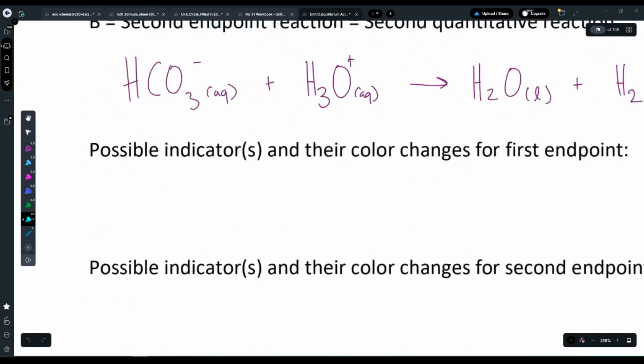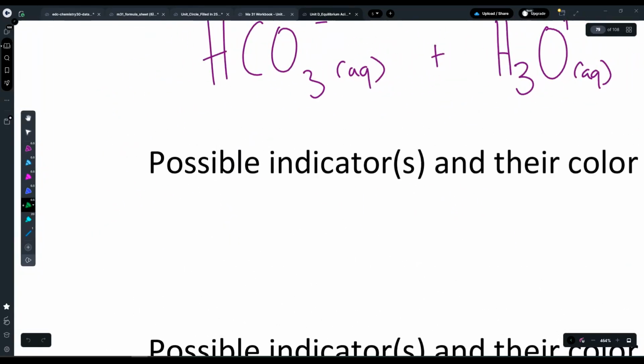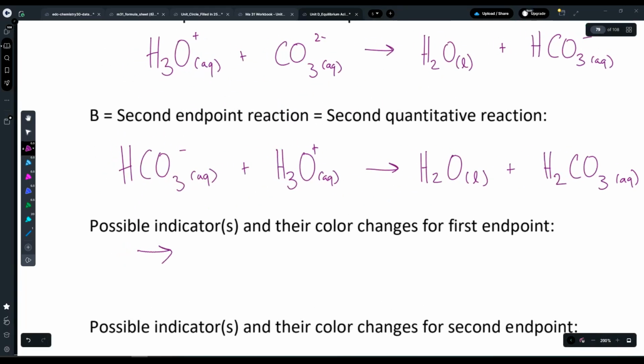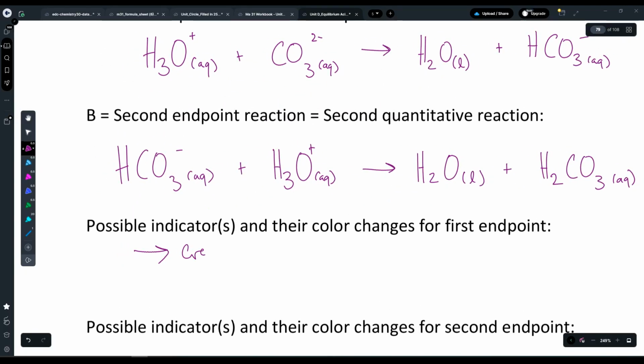So we do have a few different answers here. Okay, so let's just start out with talking about cresol red and what's happening there. For the color changes, you're going to want to talk about the color that it starts out with at the beginning of the titration, and then what color it changes to at the first endpoint.